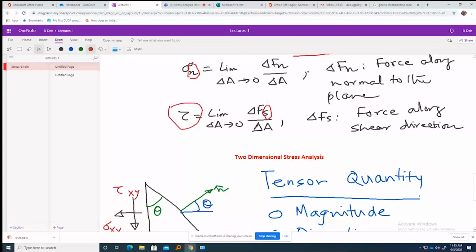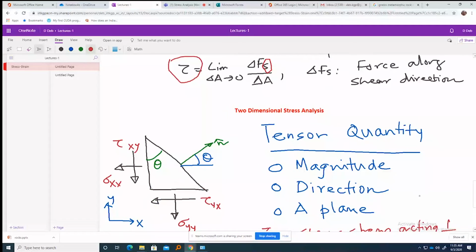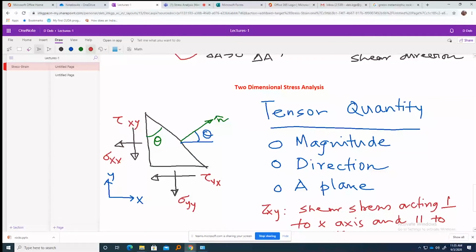Now in 2D, what we have here is, let's say this is a plane, 2 plane now, and the third plane is perpendicular to this screen. So we are ignoring that. It's just a plane. So this is a line.